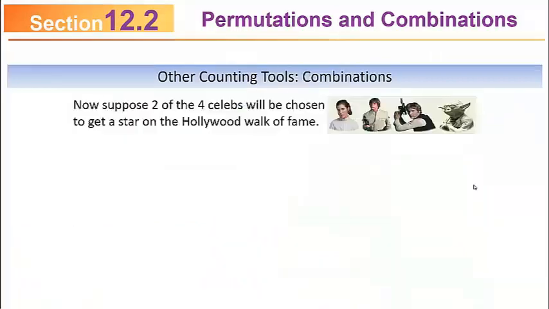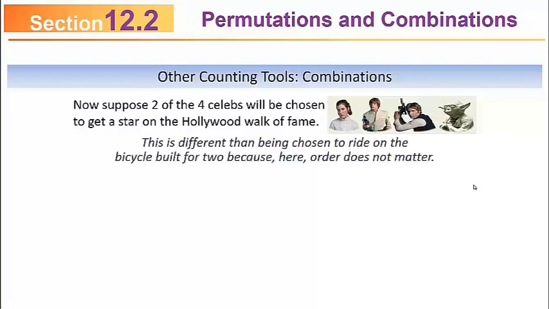Now suppose we've got 2 of these 4 celebrities and we're going to choose them as before on the bicycle built for 2, except this time we're not putting them on a bicycle, we're going to give them a star on the Hollywood Walk of Fame. The difference is important. On the bicycle built for 2, the order mattered. Sitting on the front seat was different than sitting on the back seat. But if I'm just choosing two people to get a star, it doesn't matter what order I chose them in.